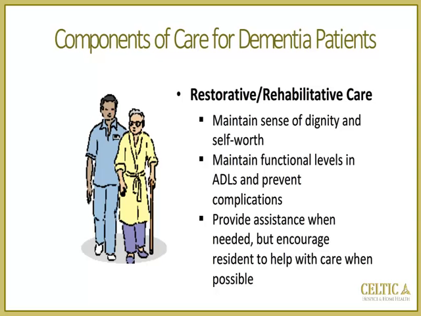One of the key components of care for dementia patients is restorative and rehabilitative care. We want to maintain a sense of dignity and self-worth for the patient. We also maintain functional levels in ADLs and prevent complications. Rehab care can provide assistance when needed, but encourage residents to help with care whenever possible.